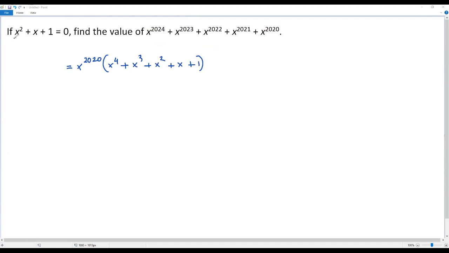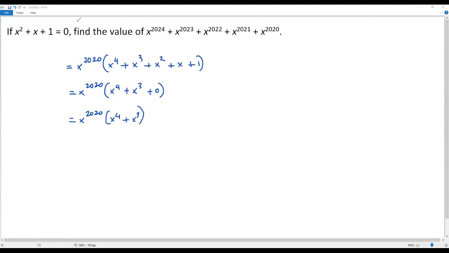Okay, already we know that x² + x + 1 = 0. So for this expression x² + x + 1, we can plug in 0. Then we get x to the power of 2020 times (x to the fourth power + x to the third power + 0). We get x to the power of 2020 times (x to the power of 4 + x to the power of 3).